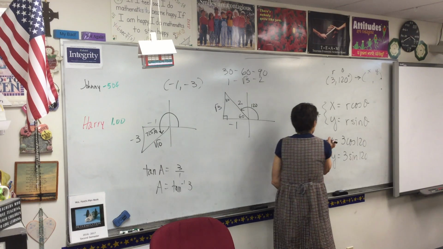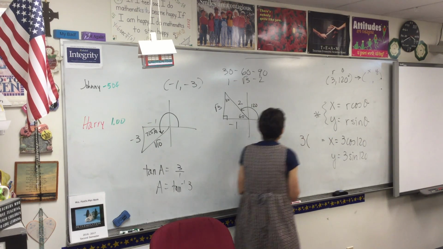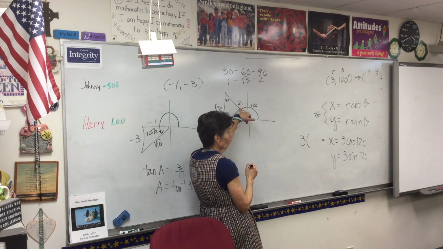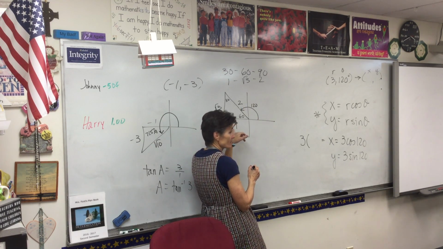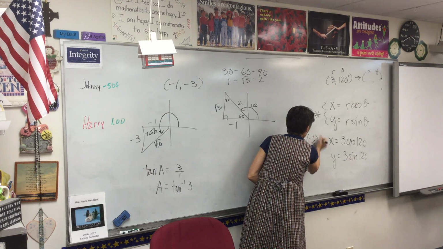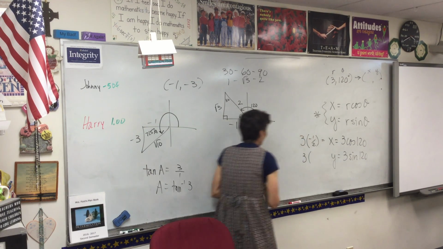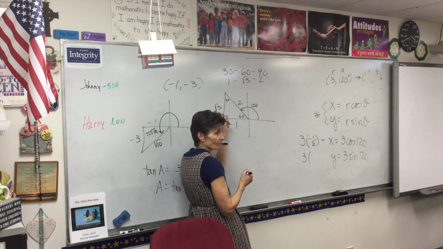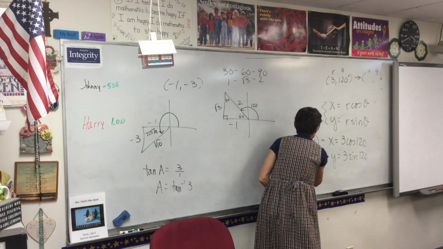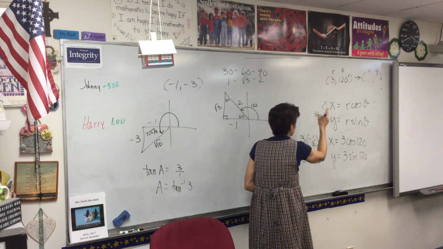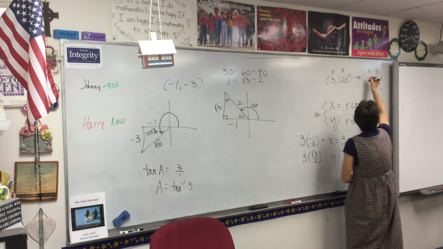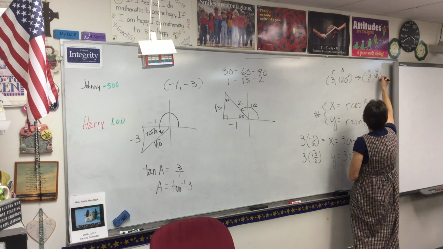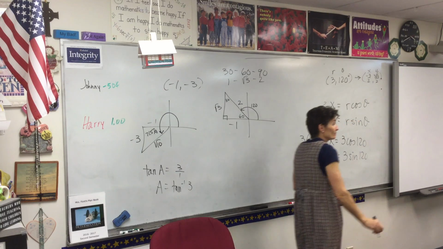What's the cosine of 120? Cosine is x over r, adjacent over hypotenuse. So the cosine is negative 1/2. What's the sine of 120? Root 3 over 2. So the answer to the question is negative 3/2 and 3 root 3 over 2.